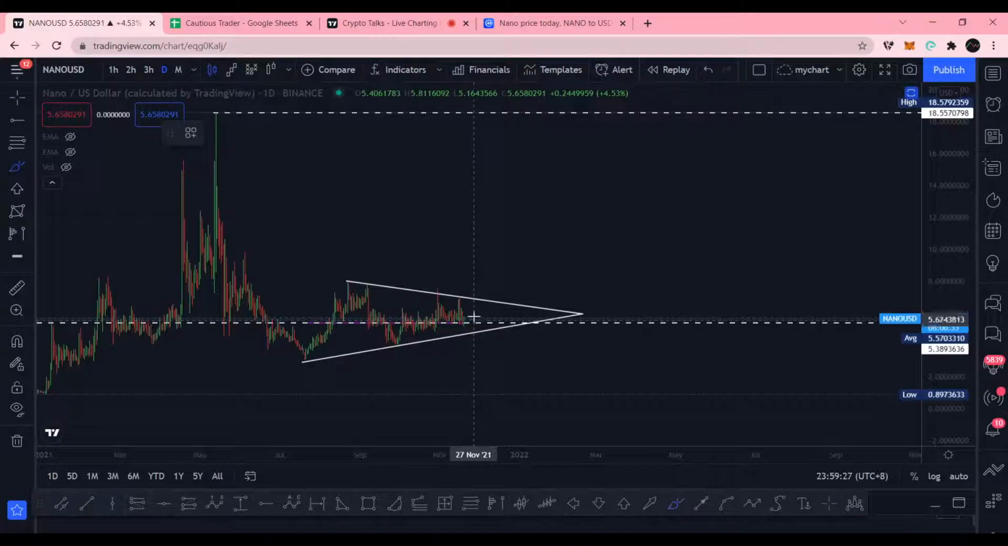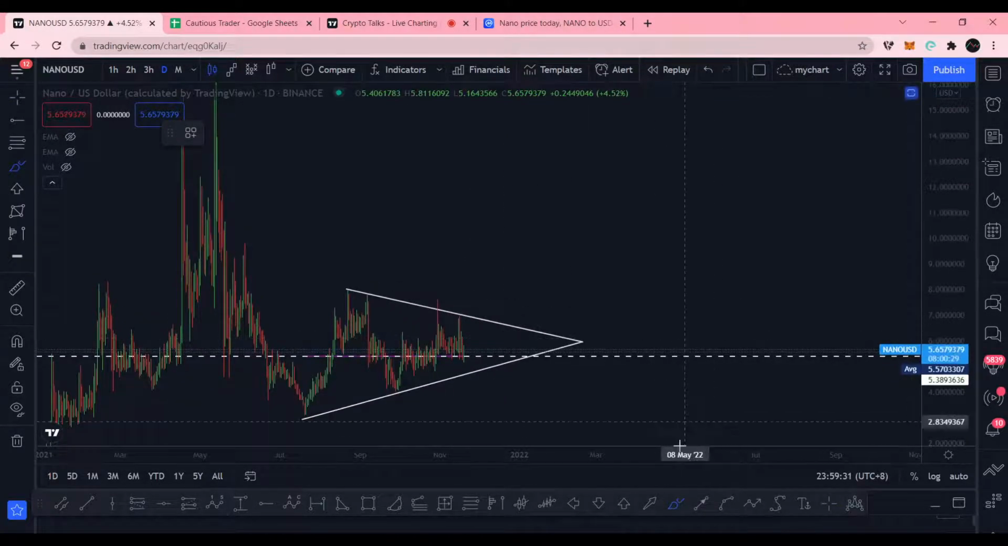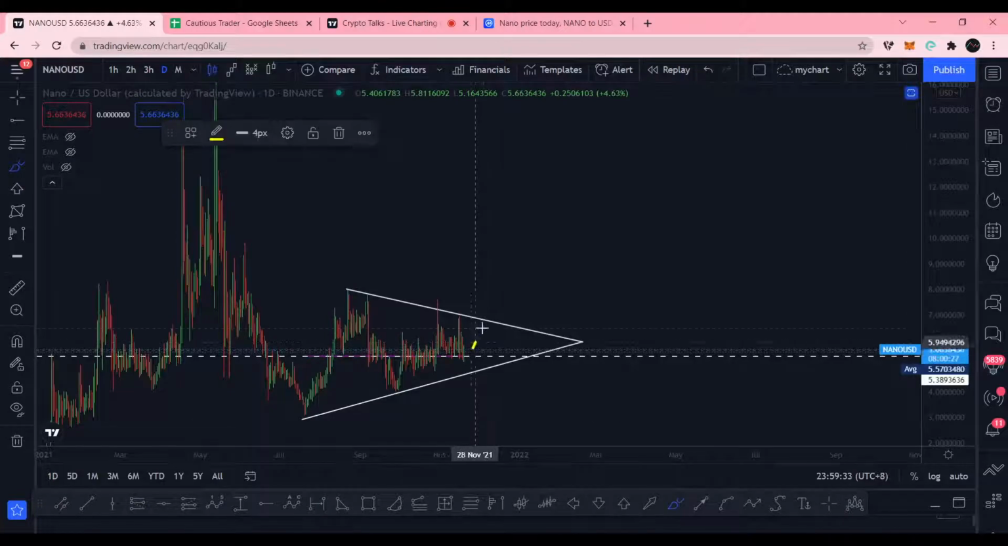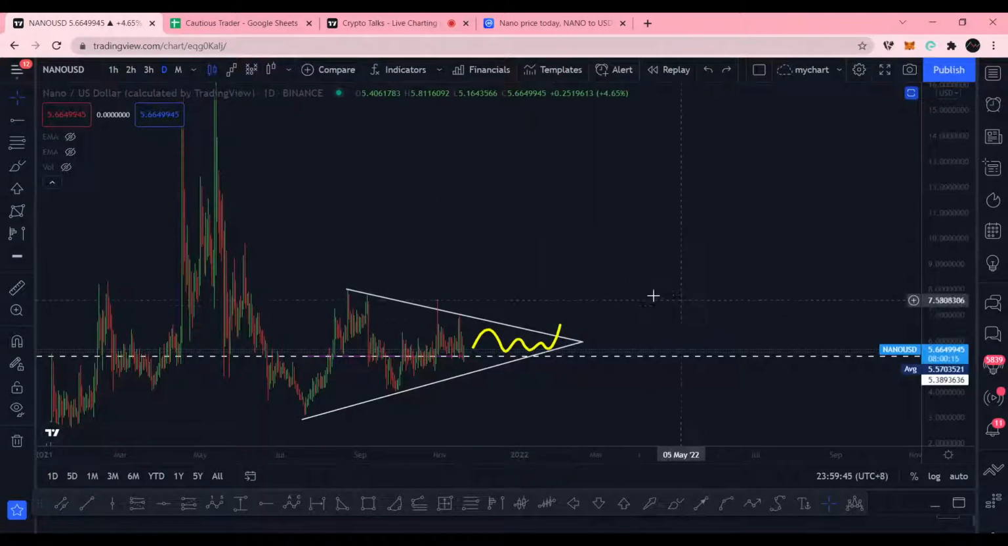Although it's currently trading above the point of control, it might trade within the range. So, on a conservative note, I'm going to wait for the breakout.